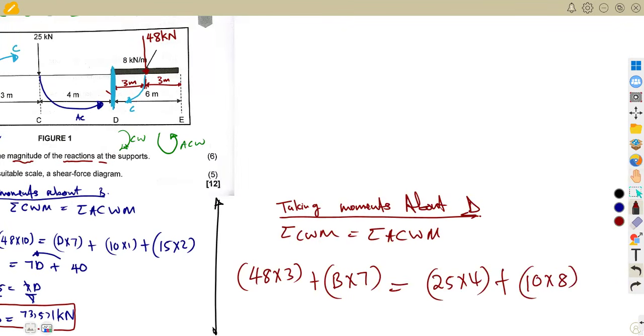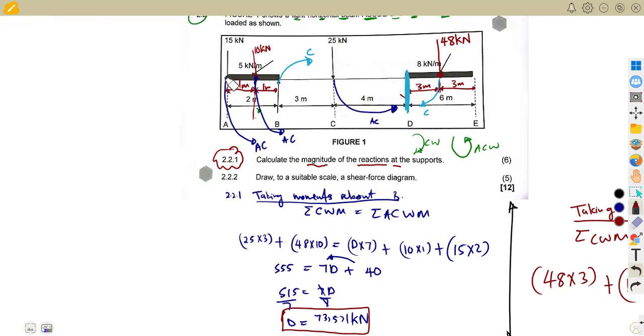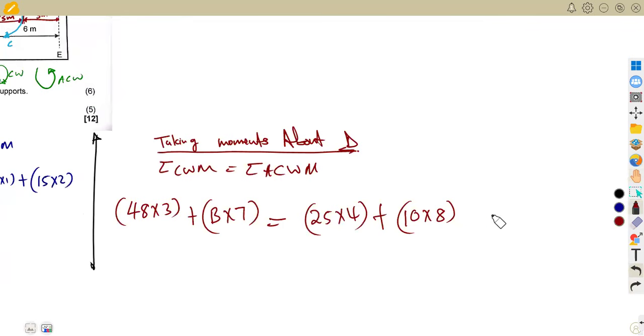All right. Then another one, the last one is the 15 kilonewton, is also anti-clockwise. Back to D, the distance there is going to be taken as 4 plus 3, which is 7, plus 2, which is 9. So that's 15 times what? 15 times 9. So this is what you're going to have, 15 times 9. So if taken all of the given forces and their given distances, all right?